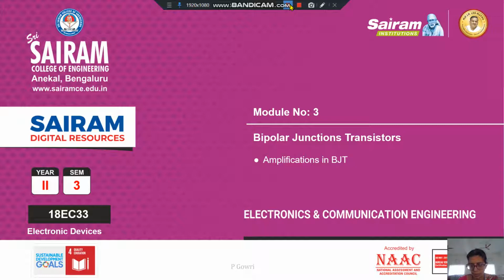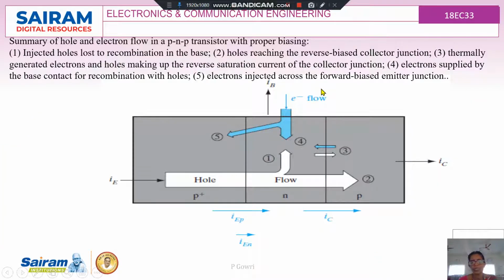So in this module 3, we have seen what is meant by transistors and what is the basic operation of a transistor. So in this video, we will be discussing the amplification in BJT. To understand the amplification process, we should know the current flow in the transistors. We have seen that there will be three different currents: one is IE, the other is IB, and then IC.